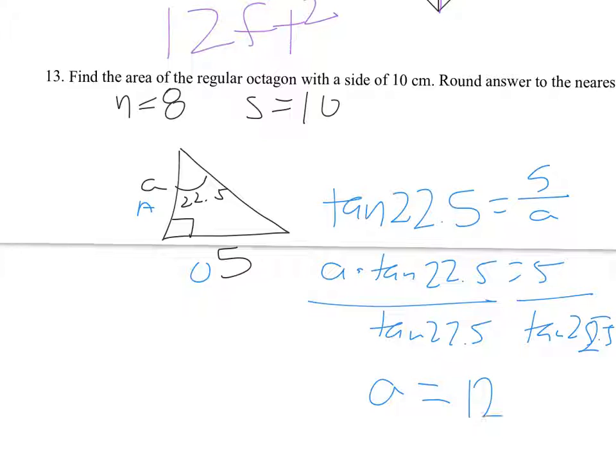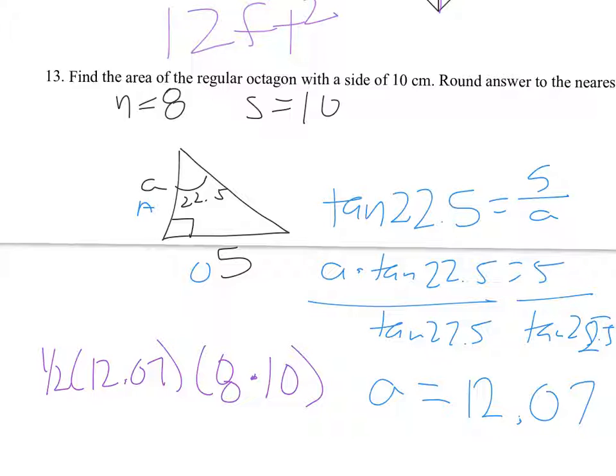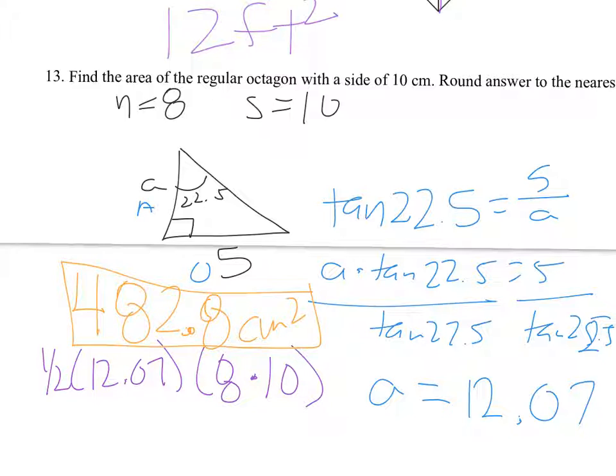A is equal to 12.07. 1/2 times my apothem times my perimeter. I have 8 sides, and every side length is 10. So 0.5 times 12.07 times 8 times 10 is equal to 482.8 centimeters squared. If you don't believe me, here's the answers.